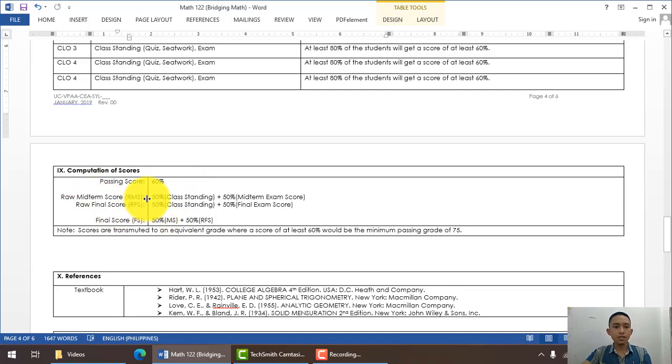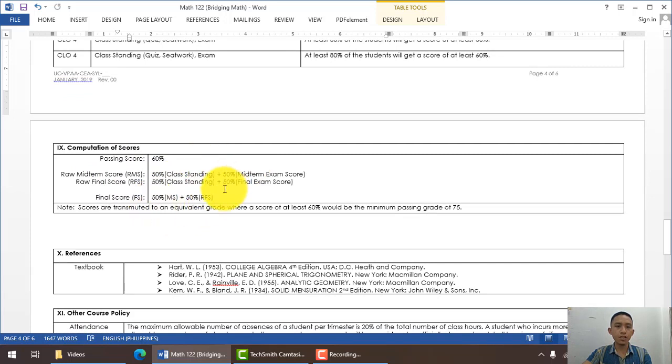So now the question, how are we going to compute your grade? This is how we will compute it. Since we have only two grading divisions, the midterms and finals, for your midterm grade, this is how I will compute. For the other instructors, it depends if they will follow this or focus on something else. So this is for me, 50-50.